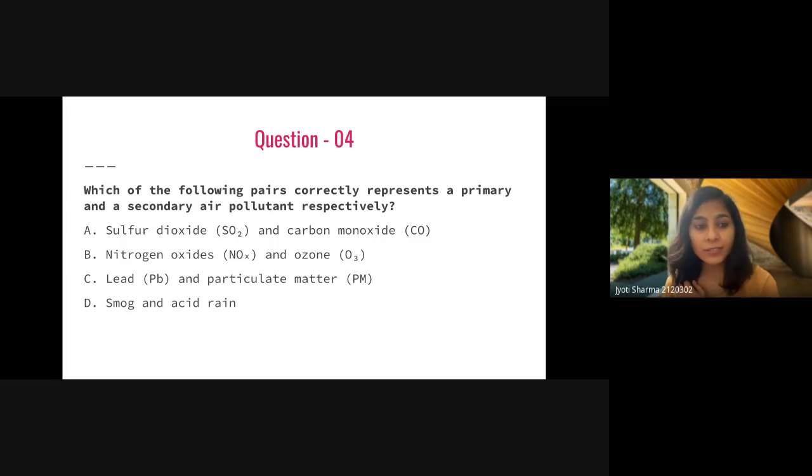Okay, I got one answer, D, that's smoke and acid rain. Not exact, but nearby. Not A. Okay, now we have two options only, B and C. So B is the right answer actually. I will tell you how. Just keep in mind right now that the primary pollutant example is NOx, the nitrogen oxides, and the secondary air pollutant is ozone.